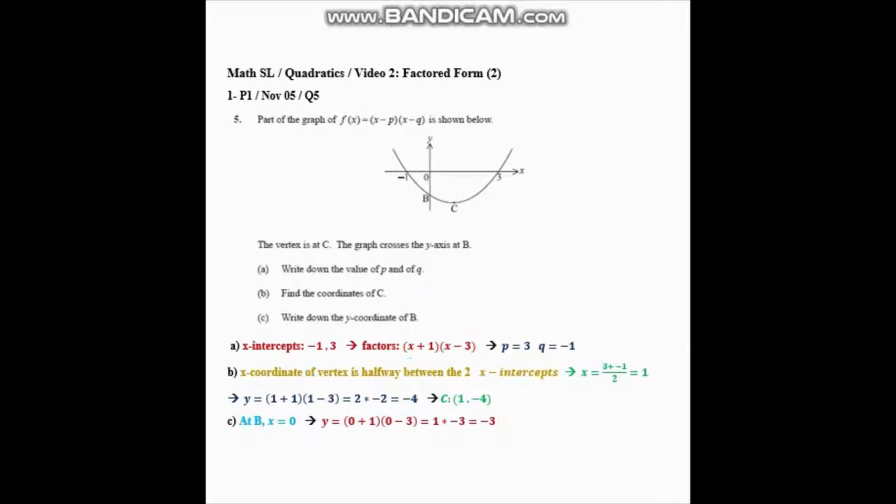Next, I'm required to write down the y coordinate of B. So B exists when x equals 0. B lies on the y-axis, hence x equals 0. So I'm just going to plug 0 instead of x into my equation, and this gives me 1 times -3, which is -3. So take a minute to copy the answer down if you will, and I shall move to the next question shortly.